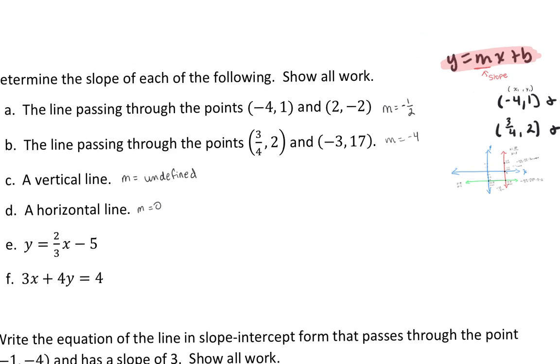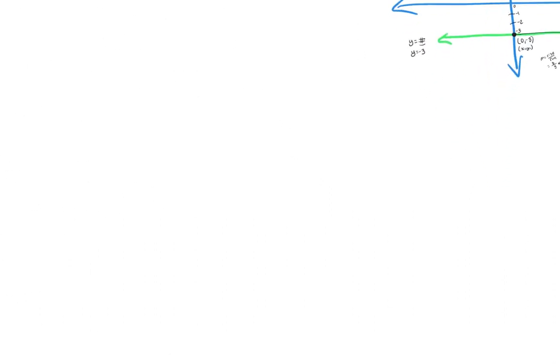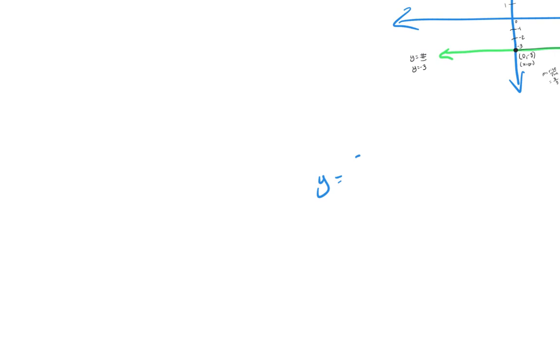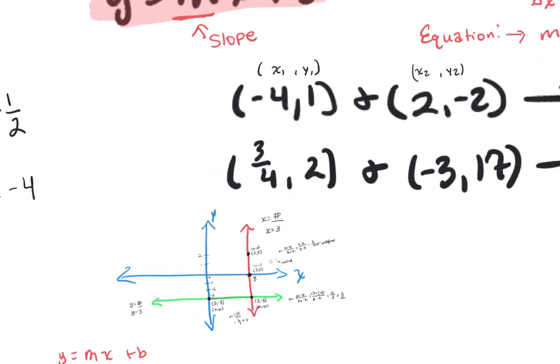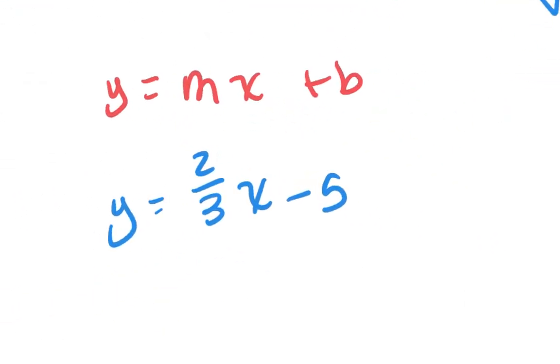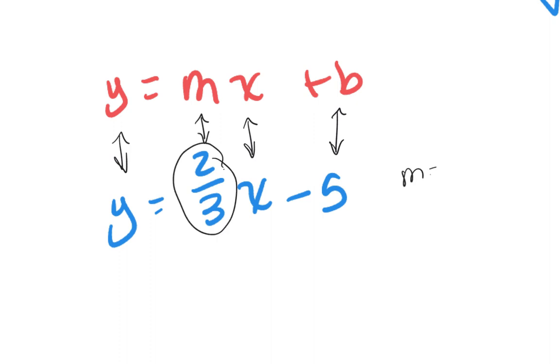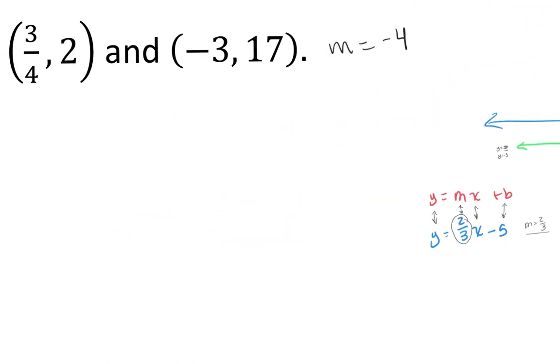E is y equals 2/3 x minus 5. So this y equals 2/3 x minus 5 is in the form y equals mx plus b. And from up here, we said that when it is in an equation, you get into the form y equals mx plus b, and it's just our m. So these y's match, these x's match, and we have some b there. So that means that is our m. So m is 2/3.